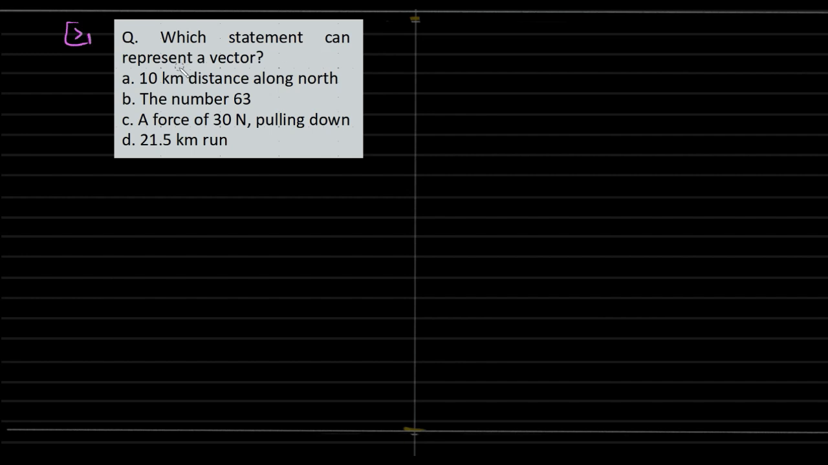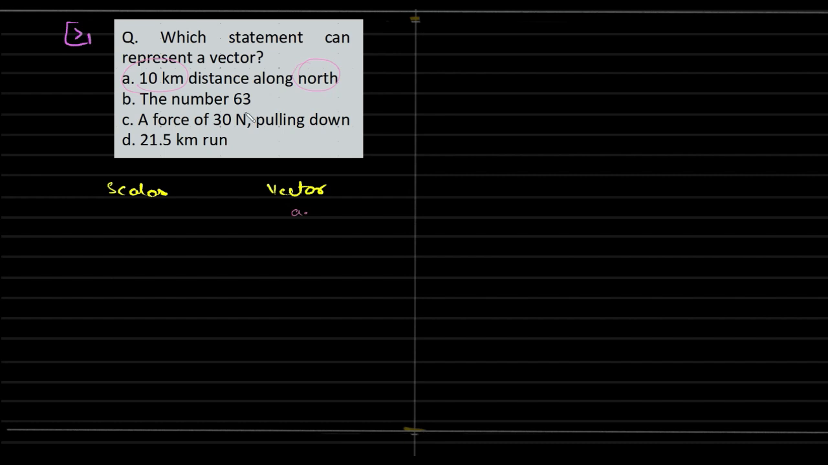Which statement can represent a vector? So pause and think over. These are very simple set of questions. Okay, so we have scalar and vector. So let's look at option A. 10 kg distance along north. This has magnitude and direction. So the first one is a vector.